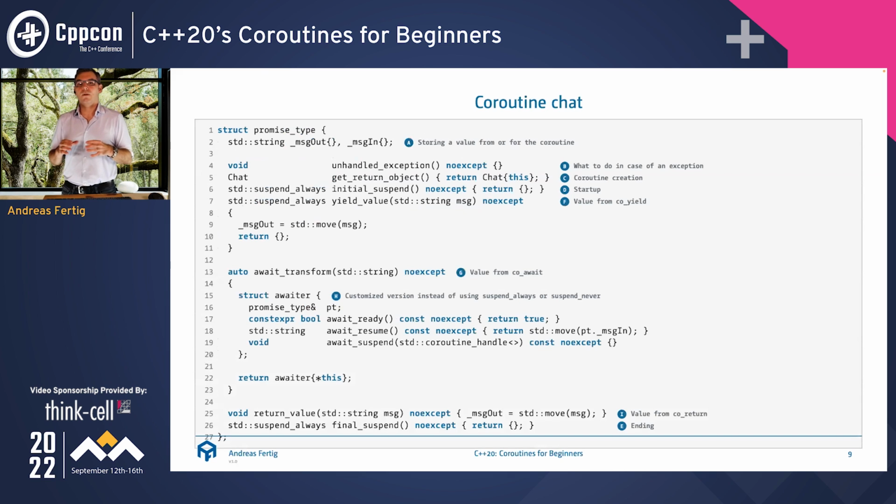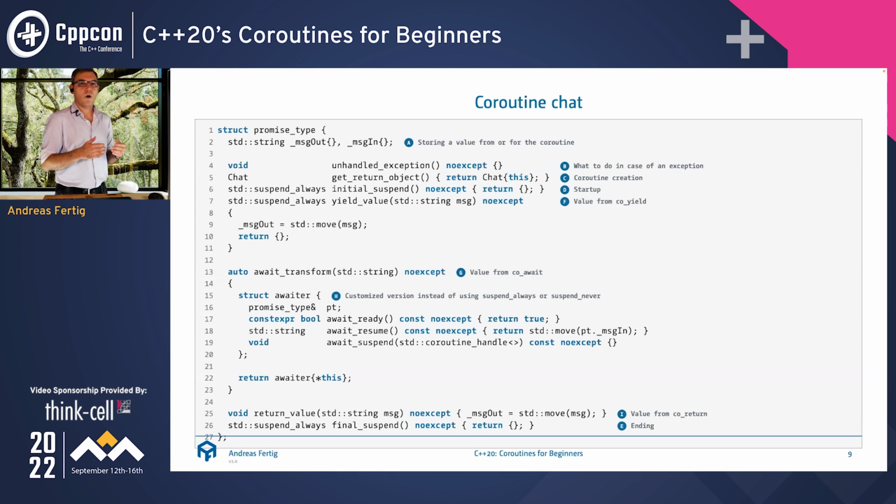So the first thing here is my promise type. This is my struct promise type. Imagine it being inside my wrapper type chat. And it comes in line number 2 with two variables declared in one line, two std strings. And I decided I separate them in a message out and a message in. So what goes out of the coroutine and what goes into the coroutine.